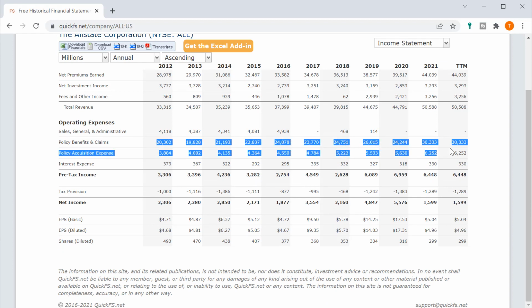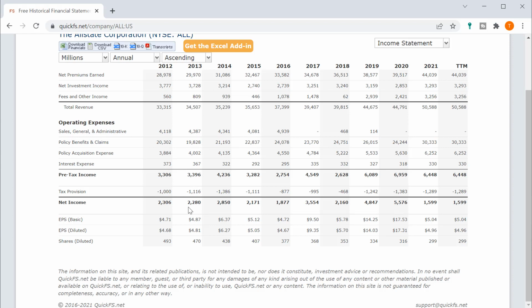So your claims against your premiums, and that's where you're going to get this pre-tax income piece. Let's see, net income. All over the place, hard to predict.